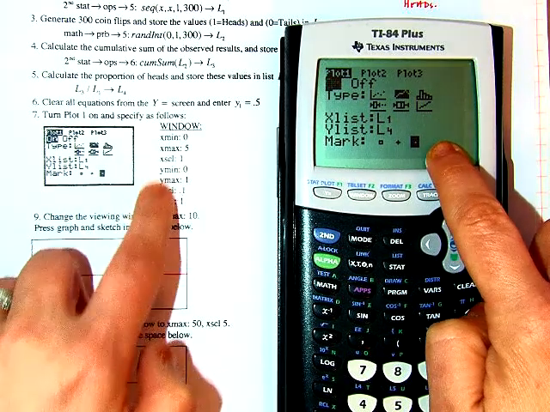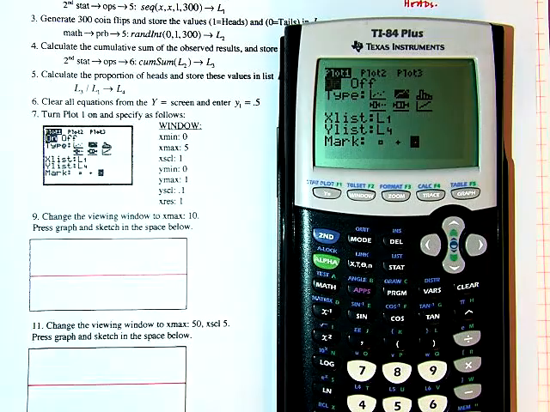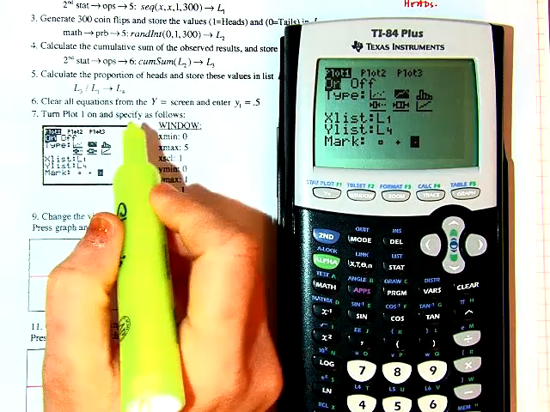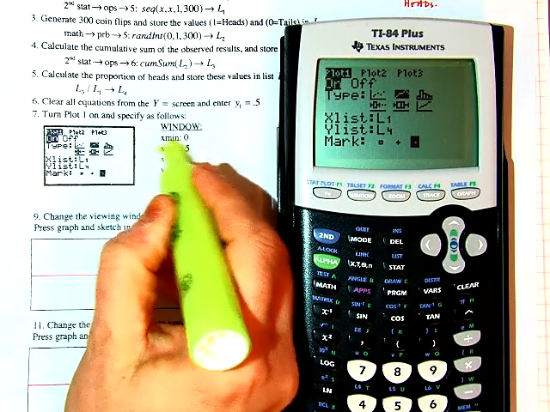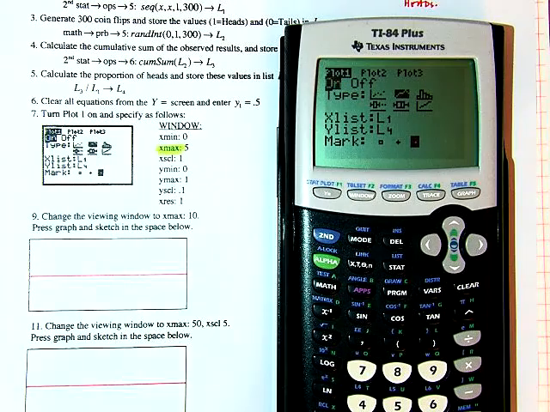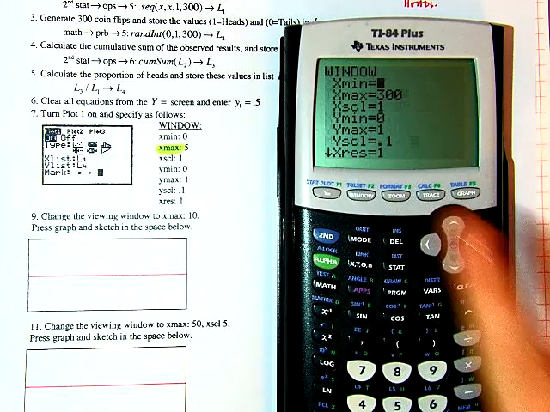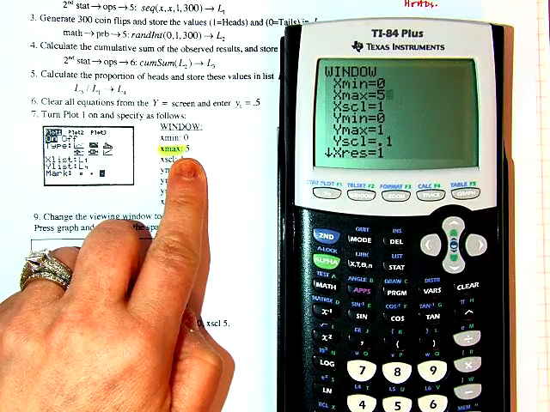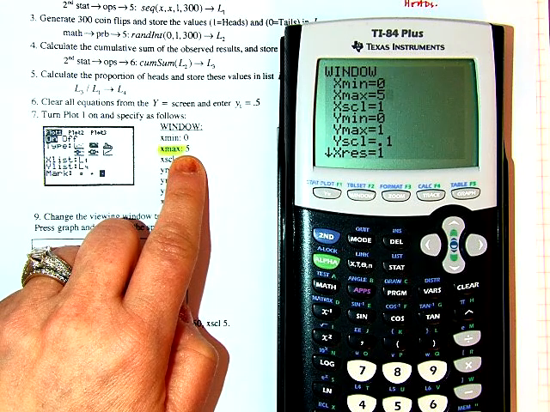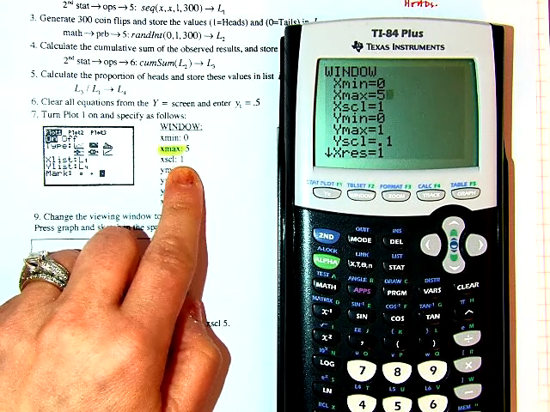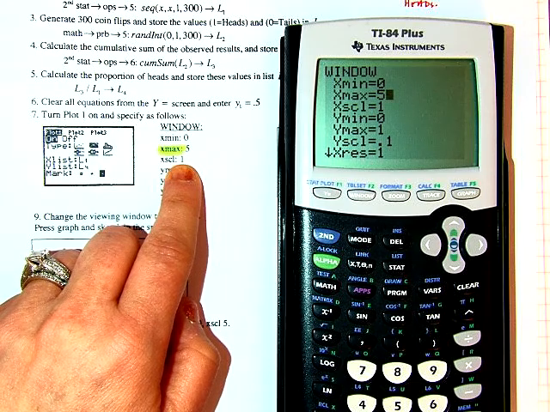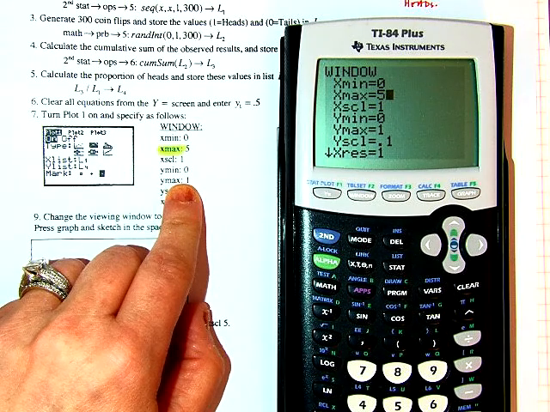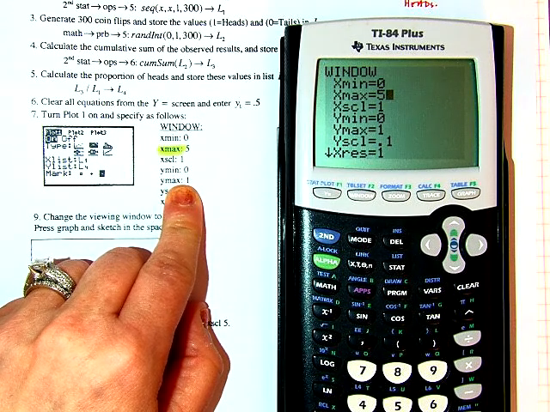Okay, and then my window, these settings will really be the same except for this one right here. This one will change over time, the X max. So if I go to my window, I'm going to make it 0 to 5. So I'm only going to look at the first 5 trials to start. The X scale is 1. We're just scaling it by ones. Okay, Y min and max, 0 to 1, right?